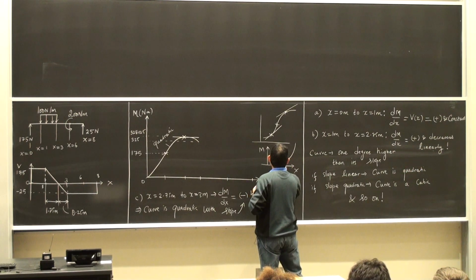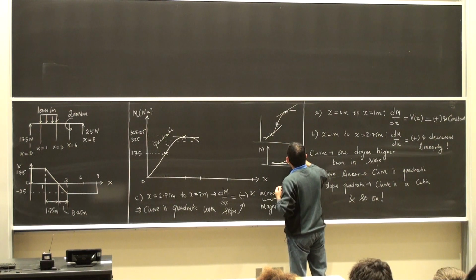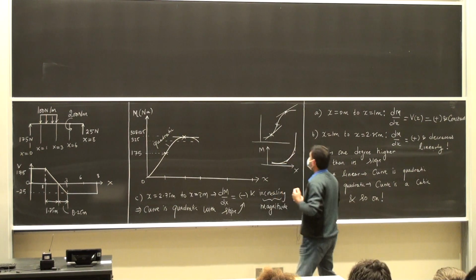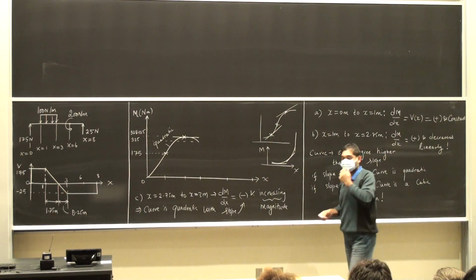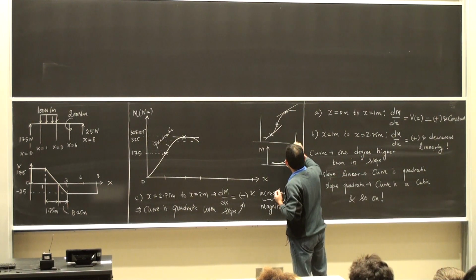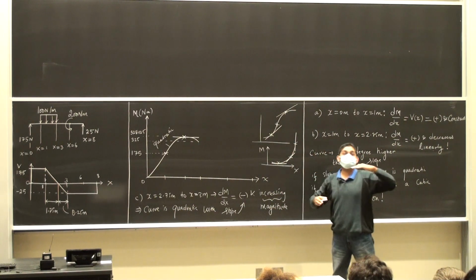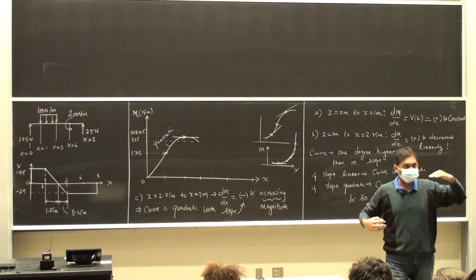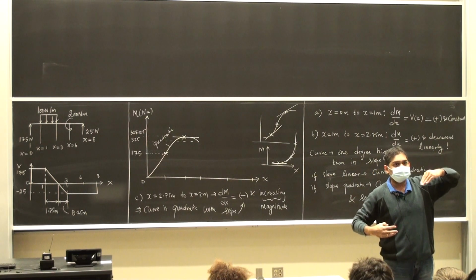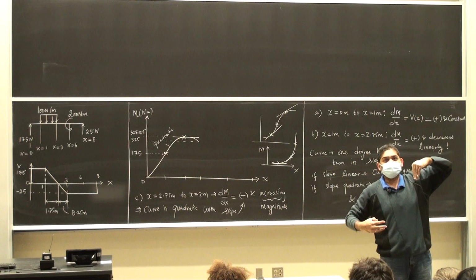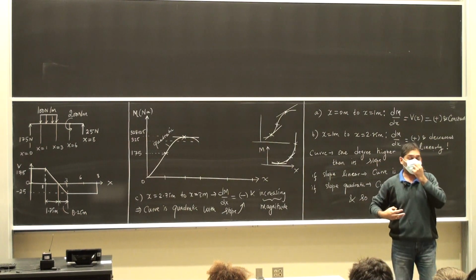All I need to do is draw tangents at each and every point. There's one point here, there's one point there. I start off as a horizontal line. Horizontal line means zero slope. Then I slowly start increasing and become almost vertical. So this is an increasing slope.